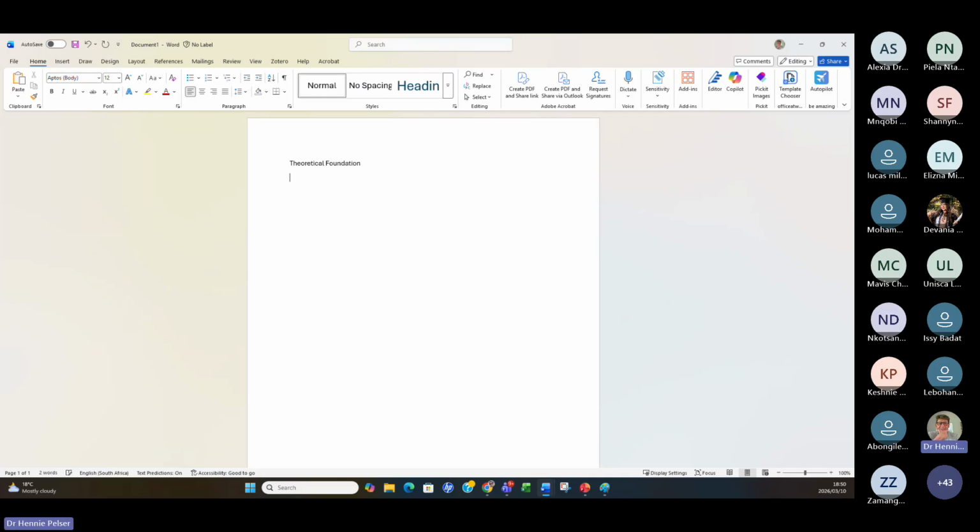Right. So in your theoretical foundation, you will select a theory. For quantitative people, I suggest you select a theory that relates to your independent and your dependent variable. For the qualitative people, it's okay to select one theory, but you can select more than one theory. So you will have your theory. And let's just say your theory is the technology acceptance model.